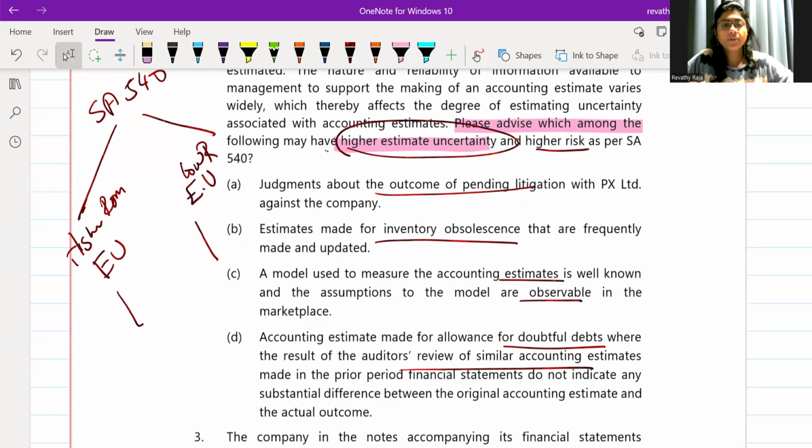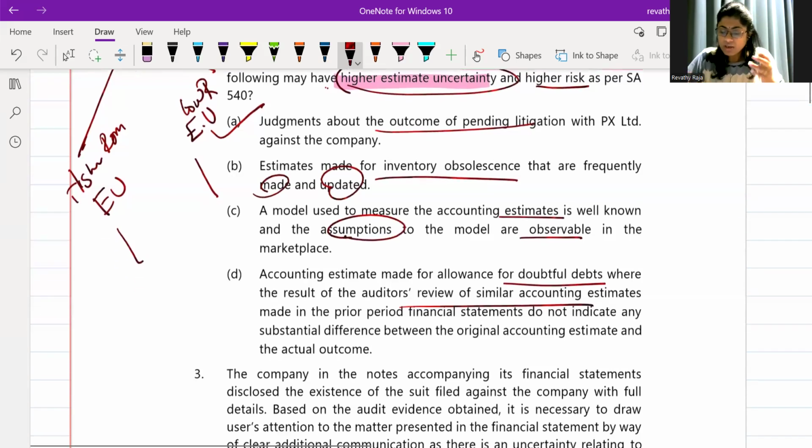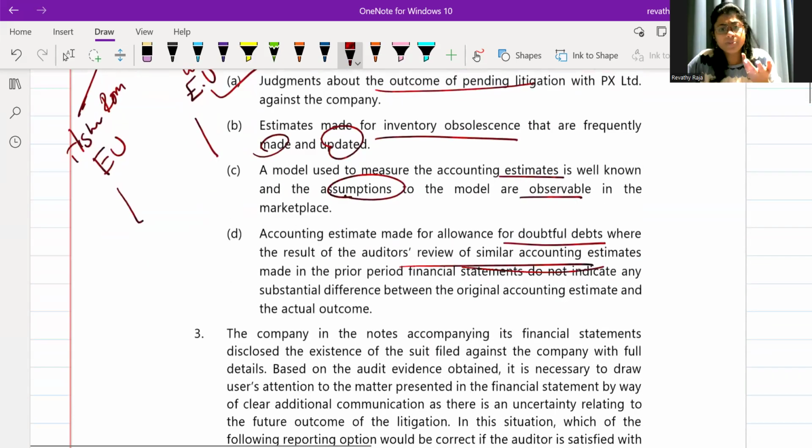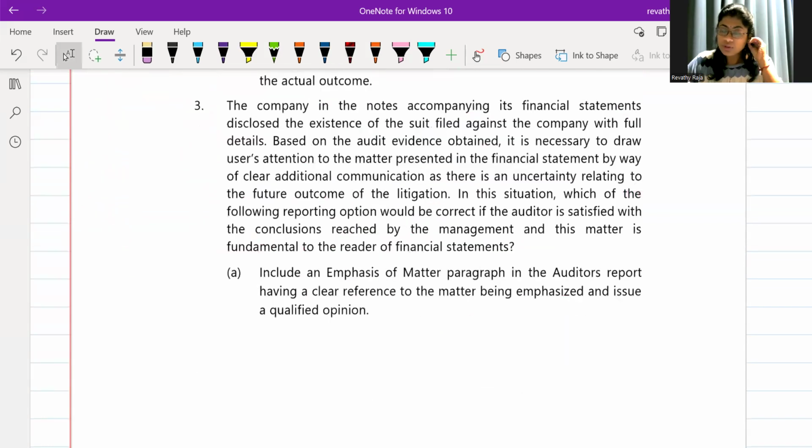Option, please. Answer is very clearly, it is A. Why not B? Inventory obsolescence that are frequently made and updated. So they have more information, so estimate can be more precise. Accounting estimates based on well-known assumption. Well-known assumptions means risk is less. Doubtful debts where we have similar experience. So the answer is A. Very good. Can we go to the third one?